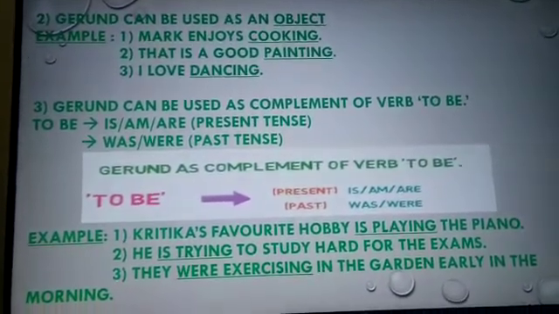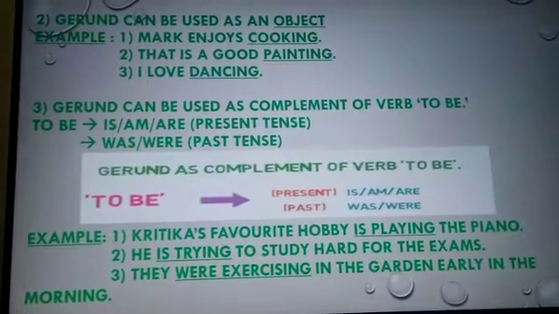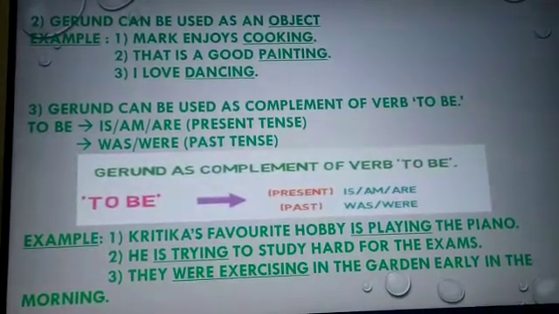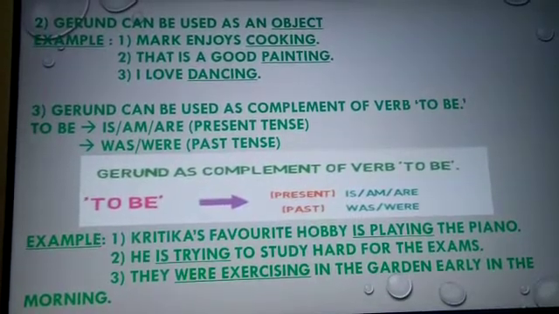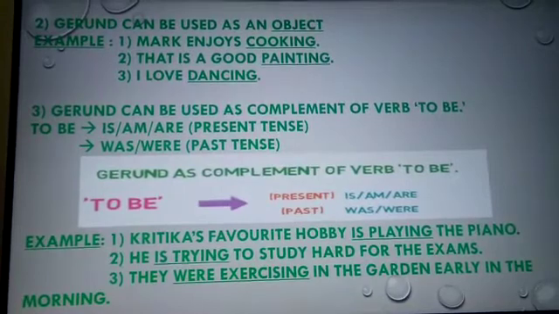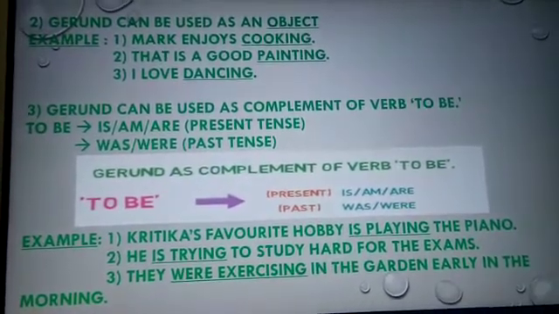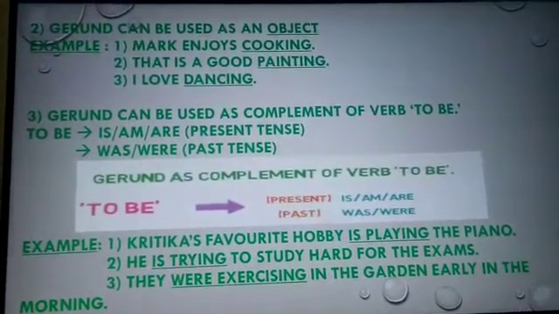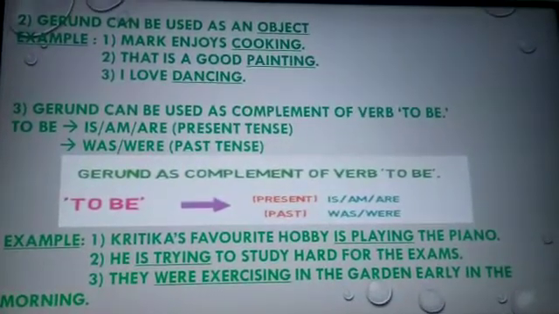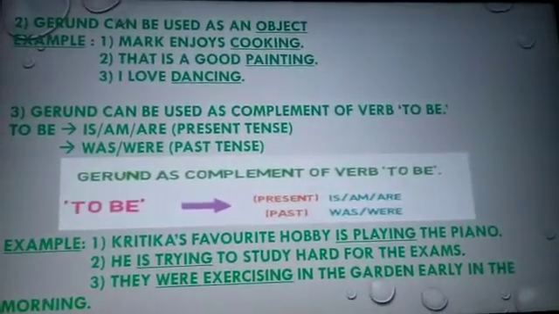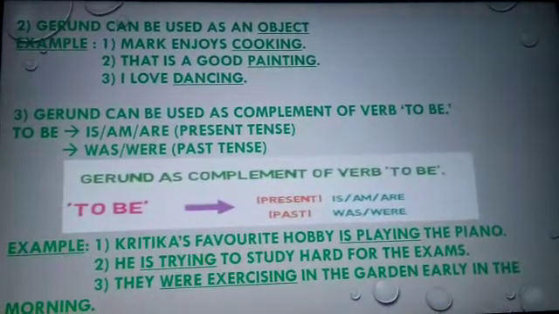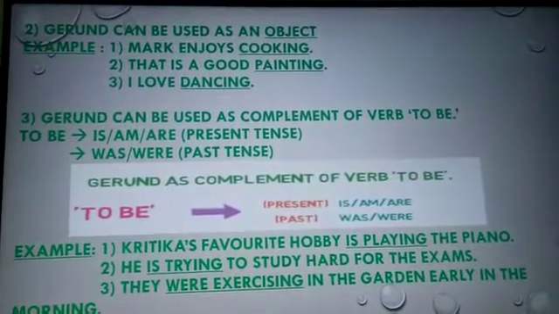Second, that is a good painting. Here that is a subject. Painting is an object. Painting has ing, so painting is a gerund over here. Now third one, I love dancing. I is a subject, whereas dancing is an object over here. In dancing, ing is added, so dancing is a gerund here. It acts as an object in the sentence.